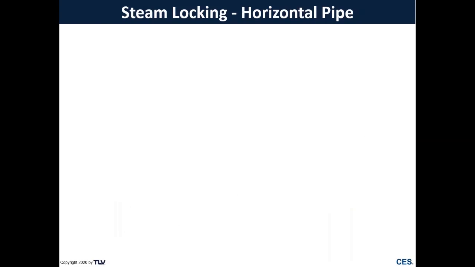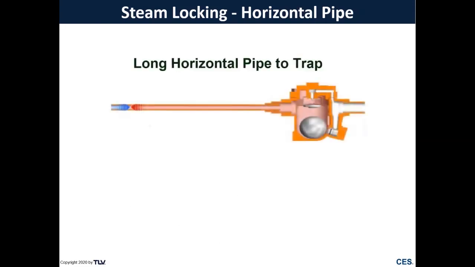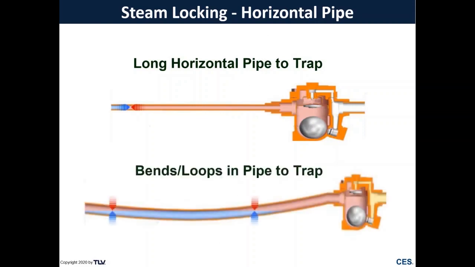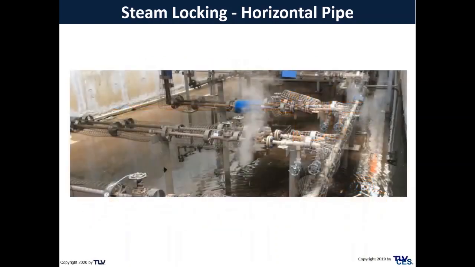You also see steam locking on applications that have long runs of horizontal pipe, as well as anywhere where you have maybe bends or loops in your piping or tubing leading up to your steam trap. So do you see the problem here? We have a long run of horizontal pipe leading up to our steam trap, and you can see we have an open bypass near that steam trap to try to alleviate that steam lock, because we can't get condensate out of the system due to the steam lock.